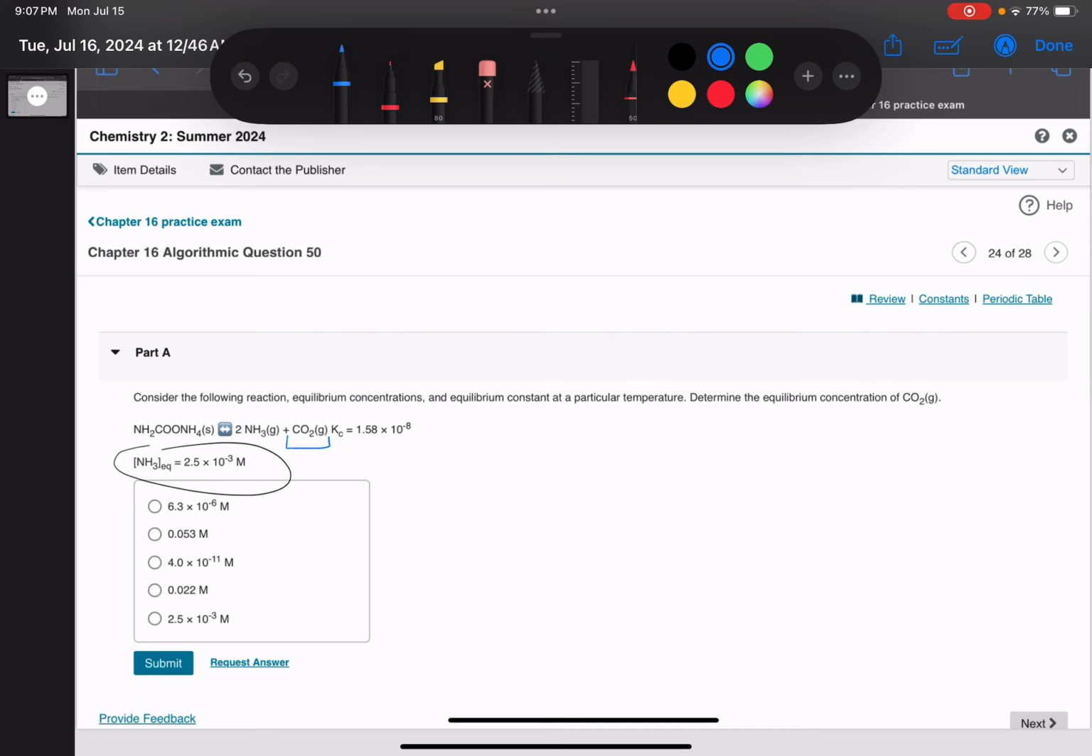Now, my guess is the reason why this question came up is because the reactant here is a solid, so that's not included in the equilibrium expression. And my guess is that threw one of you because you're like, where's the equilibrium concentration of that? How can I figure this out? And you don't need it because it's a solid. So concentration of CO2 times concentration of NH3 squared, that's all going to be equal to the K.